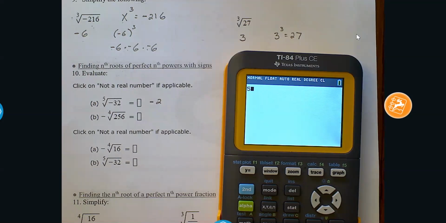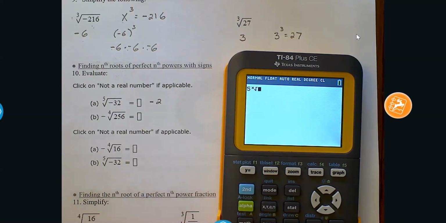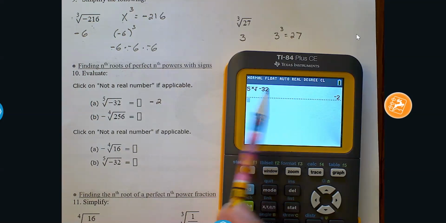So I'd have 5, and then I hit math option number 5. So I'd really have 5, the xth root, and I'd have to enter in -32. Okay, that 5 counts as that root. So I have the 5th root of -32. This is if your calculator doesn't give you the boxes. You'd have to type 5, then that xth root of -32, and get the -2. Okay?